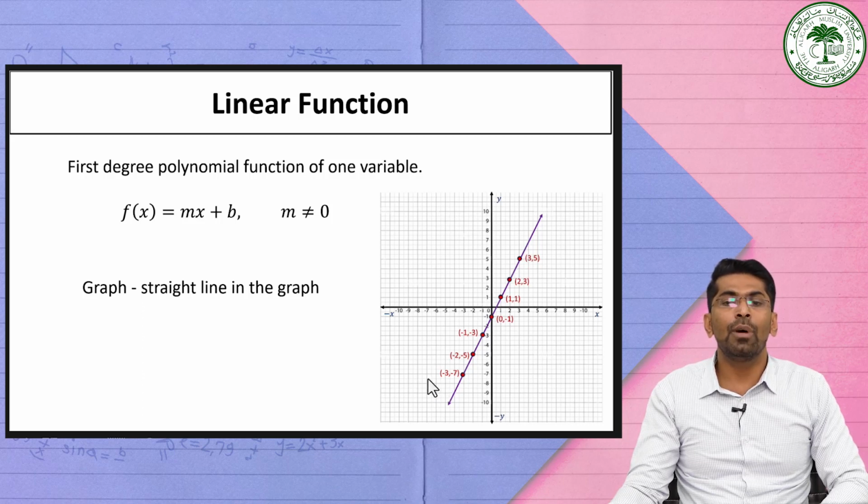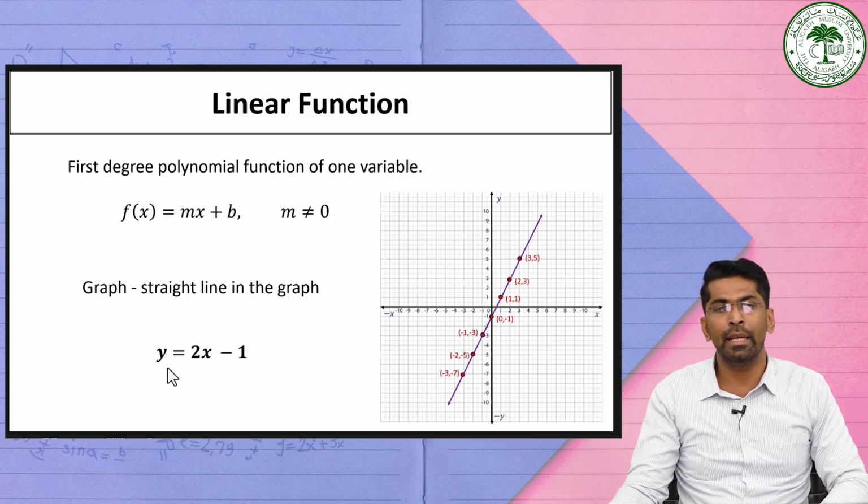And you can also understand by using a particular function, that is y is equal to 2x minus 1. Here the power of the independent variable x is equal to 1. So we can say that it is a first degree polynomial. It is a linear function. y is the dependent variable and x is the independent variable. Here the degree of the variable is 1. We have a straight line, upward sloping, when we plot the graph.